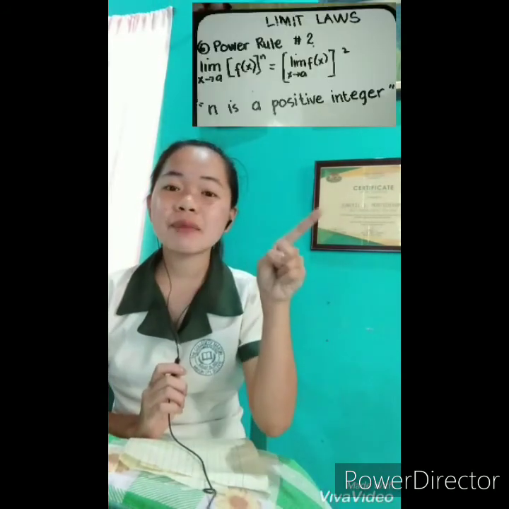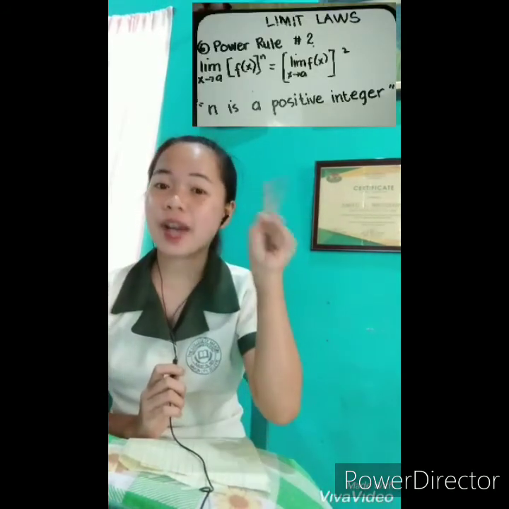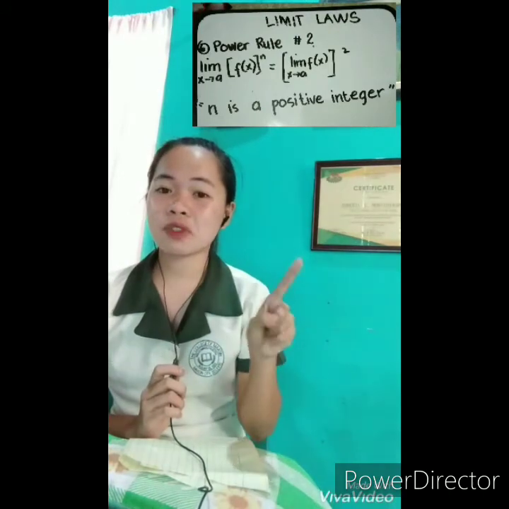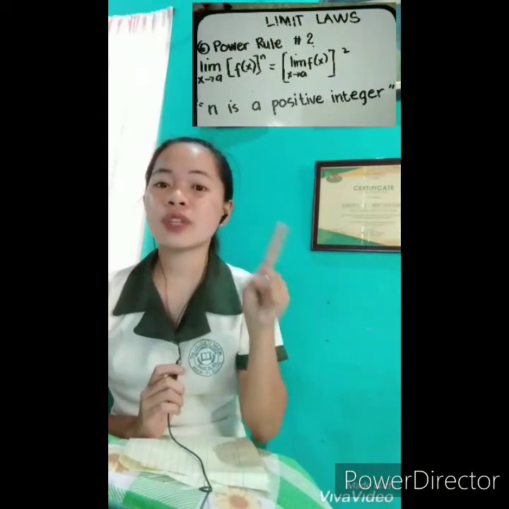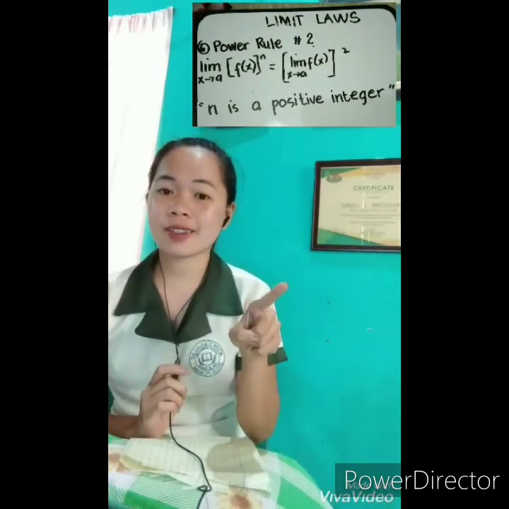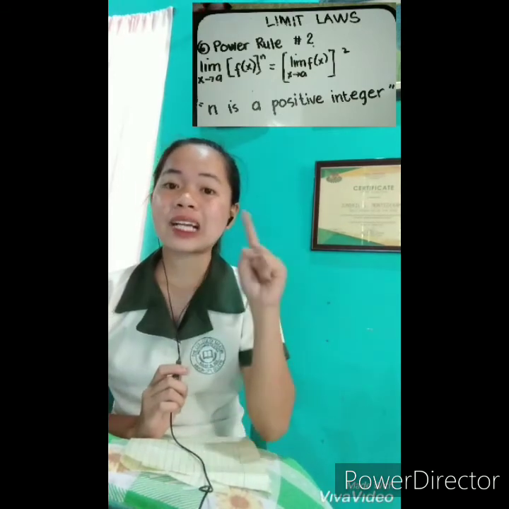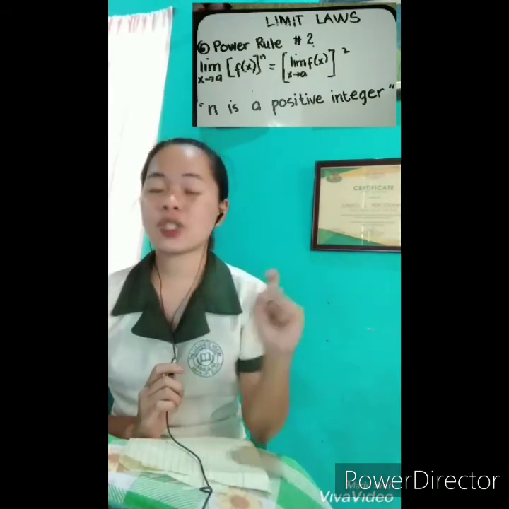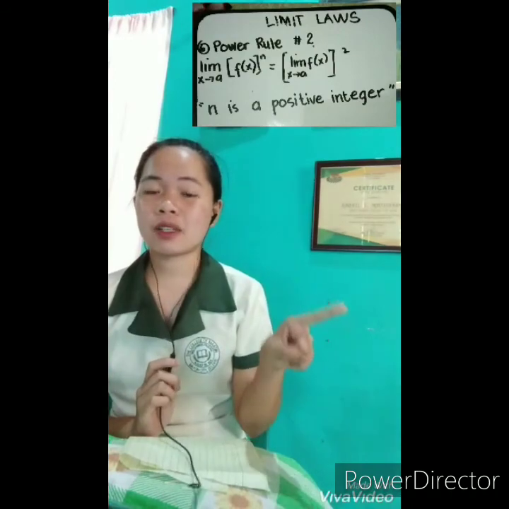So let's proceed to the sixth one, which is the power rule or power law number 2. This is considered number 2 because we have power rule number 1 in the basic limit law. This law indicates that the limit of f of x raised to n power as x approaches a is equal to the limit of f of x as x approaches a raised to n, where n is always a positive integer.